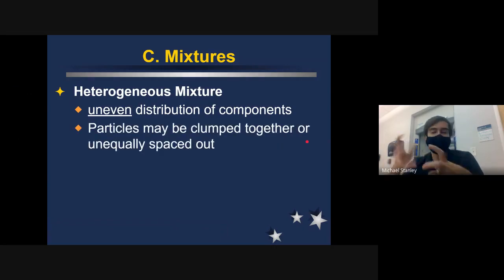So in some areas, particles may be super clumped close together. In other areas, they might be way overly spaced out and far apart, but they're not equal and they're not even, right? They're unevenly distributed throughout the mixture. There's more of one type in one area and less of one type in another area. It's not nice and smooth and even like our creamy peanut butter.